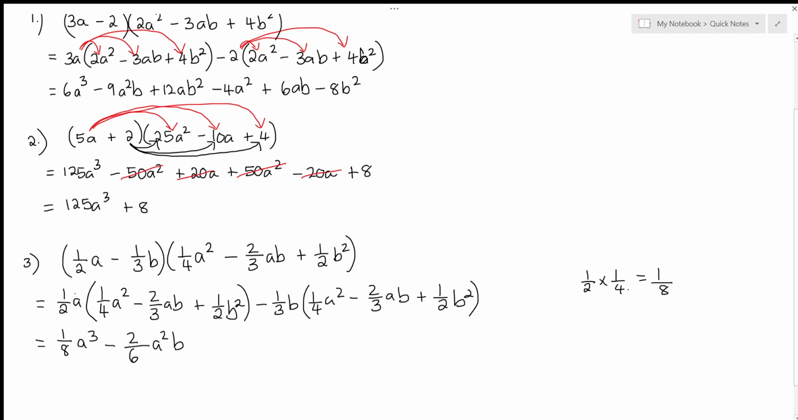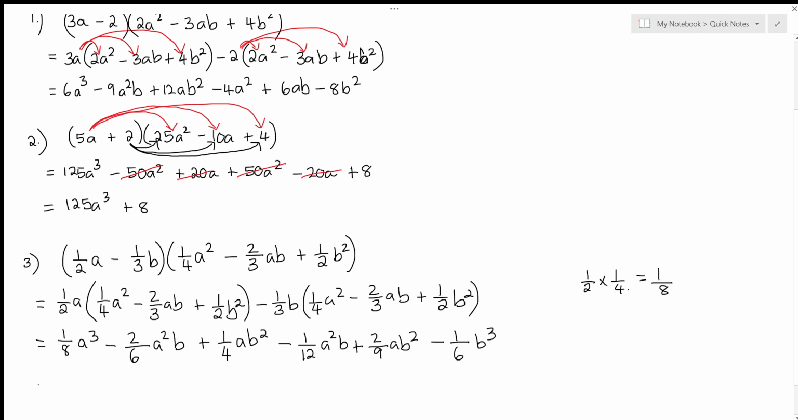The next one is 1 times 1, which is 1 over 4, ab squared. Then we go minus 1 times 1 is 1 over 12 a squared b, and then a negative times a negative will give me a positive. 1 times 2 is 2 over 3 times 3 is 9, ab squared. A negative times a positive will give me a negative, and here we have 1 times 1, which is 1 over 6 b cubed.